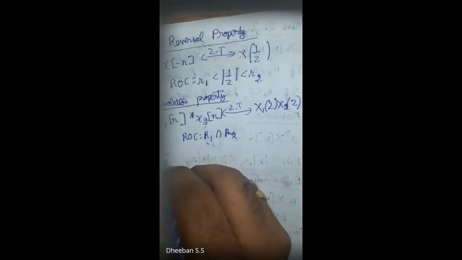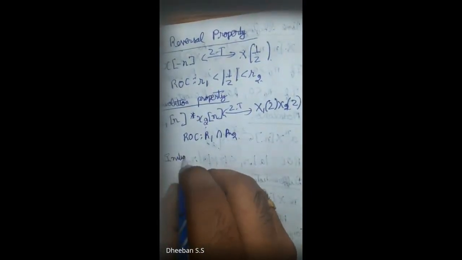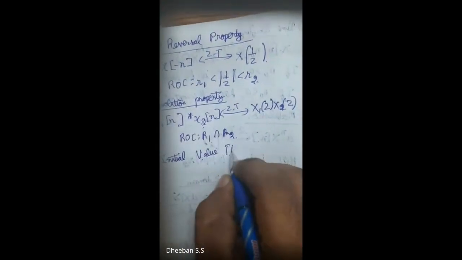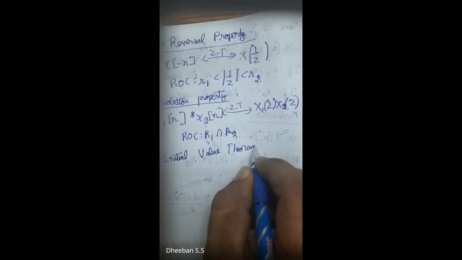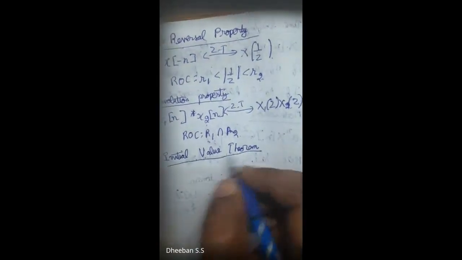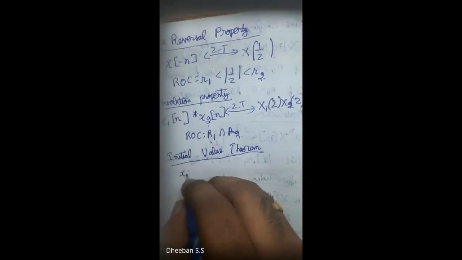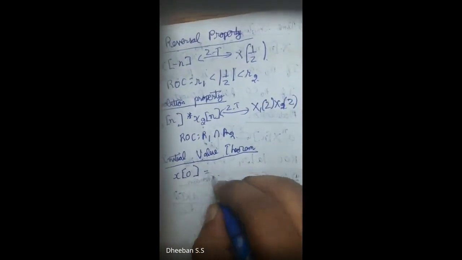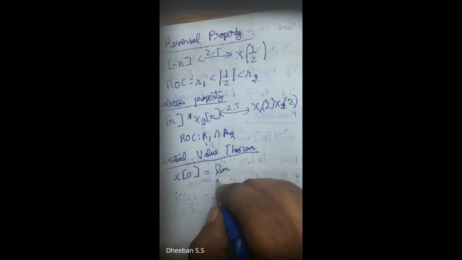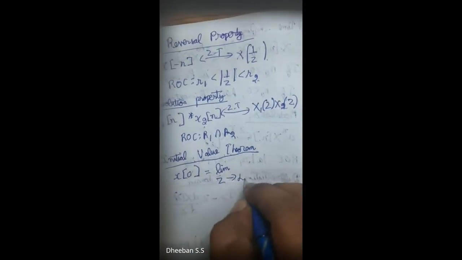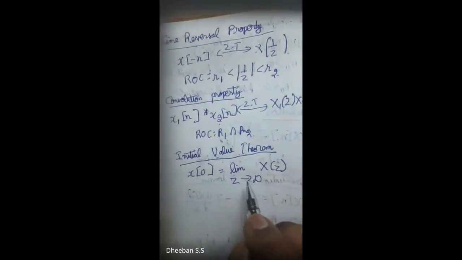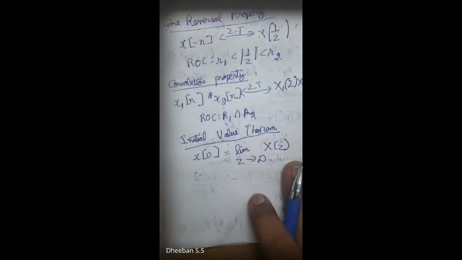Next is the initial value theorem. This we have already studied in your mathematics. You already know. Assume the initial value x of 0, that is the first sample. The value will be the limit as z tends to infinity of X of z. This one, while solving a problem, I'll explain, and you'll be able to understand.